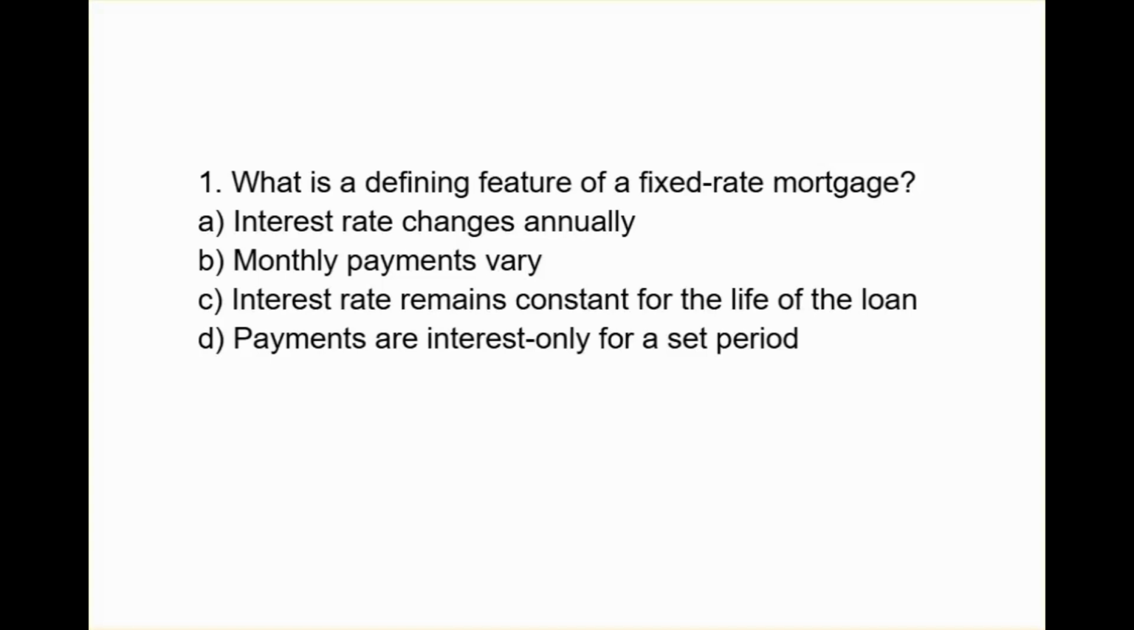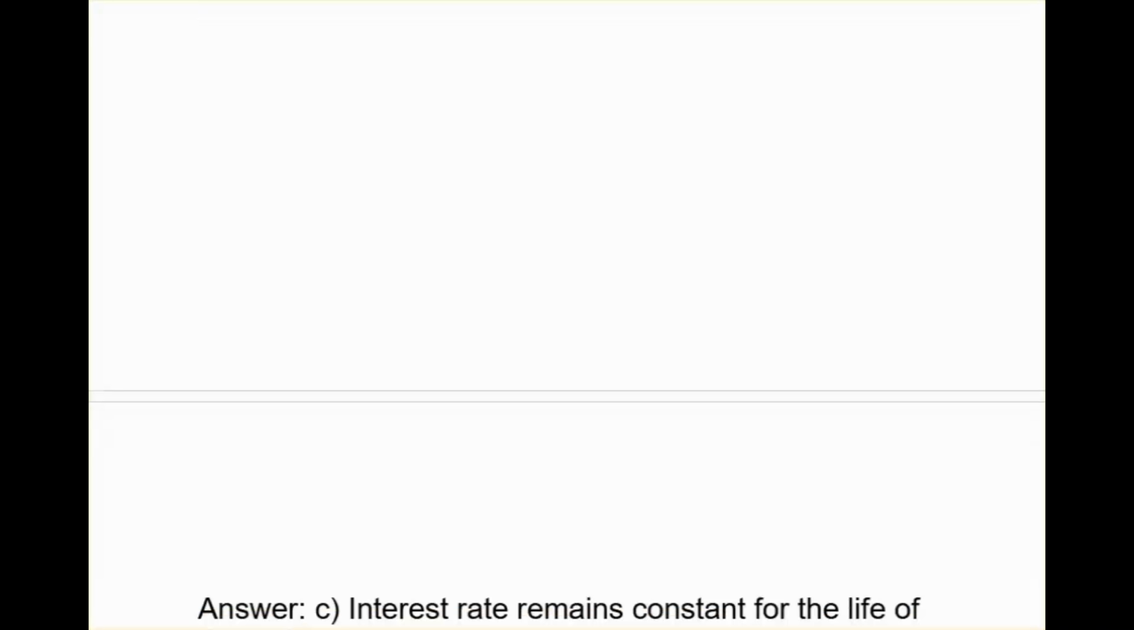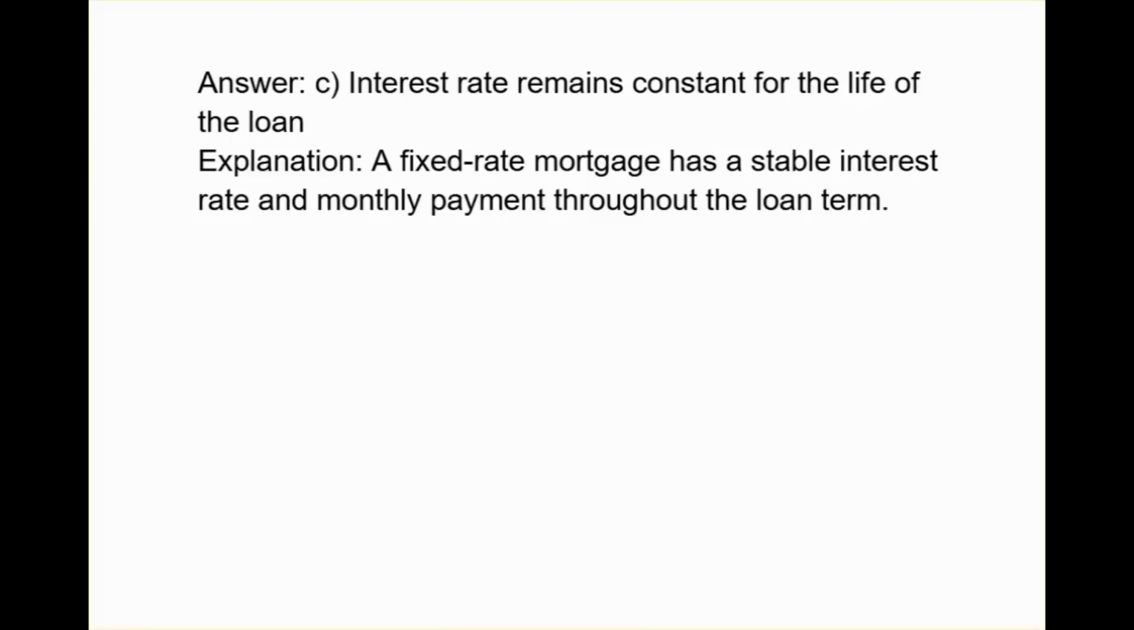What is a defining feature of a fixed rate mortgage? A. Interest rate changes annually. B. Monthly payments vary. C. Interest rate remains constant for the life of the loan. D. Payments are interest only for a set period. C. Interest rate remains constant for the life of the loan. A fixed rate mortgage has a stable interest rate and monthly payment throughout the loan term.